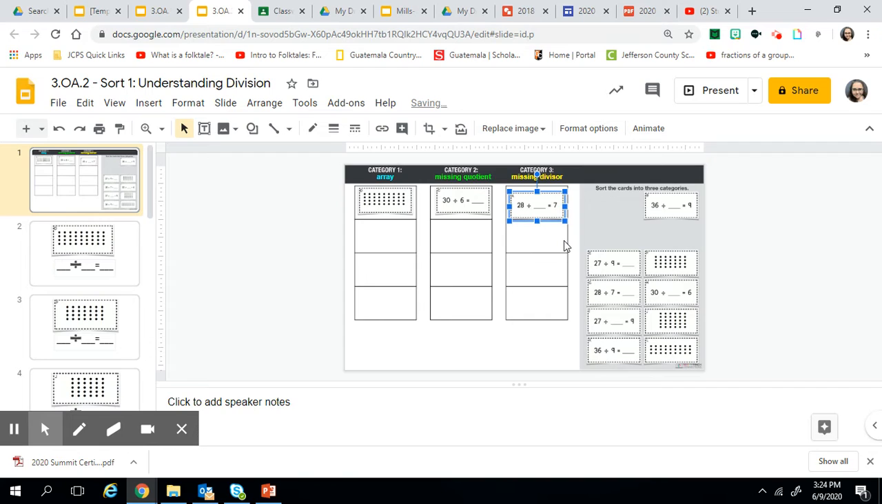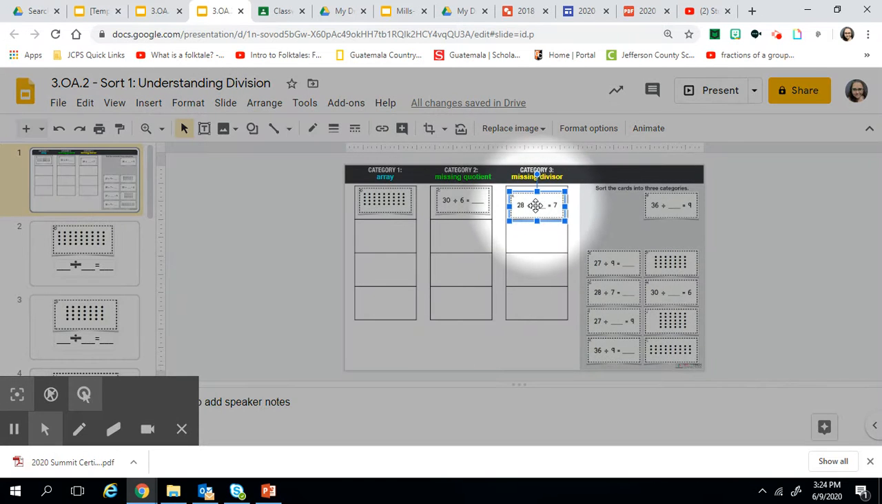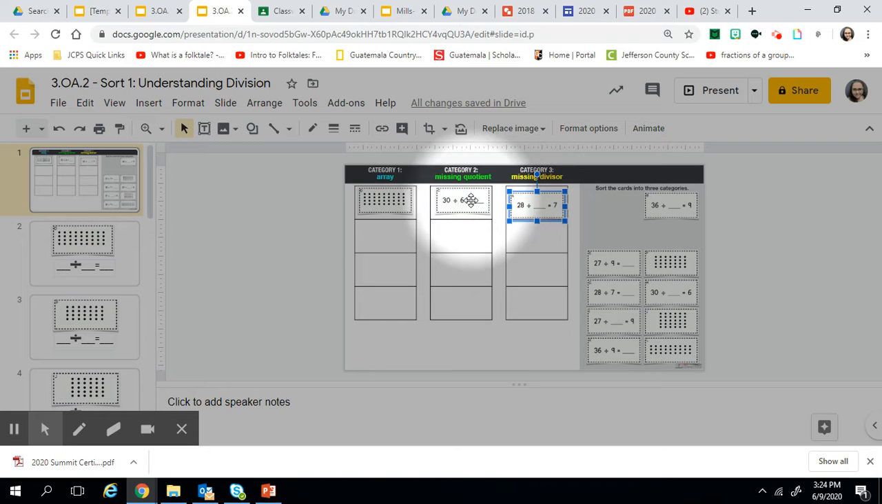Now, if you apply the commutative property, then you would understand that you can divide either of these numbers here. 28 can be divided by 7 to equal this number. So you're just kind of reversing the numbers that you're working with. But anyway, that's just how you would sort them. Okay, so you do that with all of those cards, kind of like what you did for multiplication.